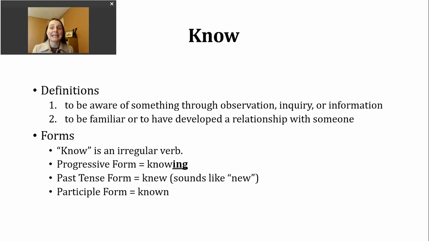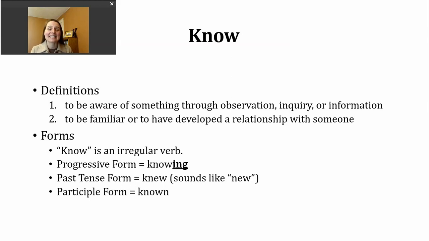Know is an irregular verb. To make the progressive tense, all we're going to do is add ing. And that's because the W in this particular word is not making a consonant sound. The O and the W together are making a vowel sound. So that we pronounce the progressive form knowing.